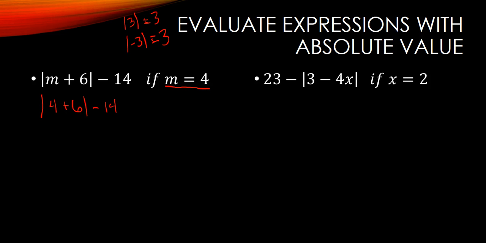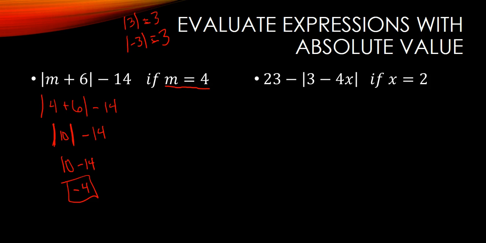So we're going to use our order of operations. Absolute values are just like parentheses. Those are going to come first. Those are our grouping symbols. So we have absolute value of 10. So just be careful your absolute values and your ones don't get mixed up. Absolute value of 10 is 10. And 10 minus 14 is negative 4. So go ahead and try example 2.